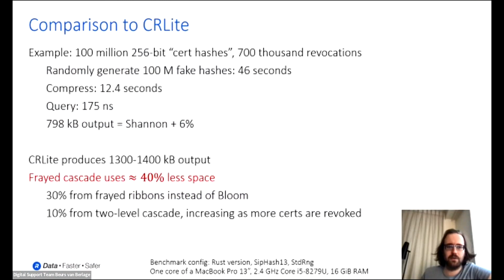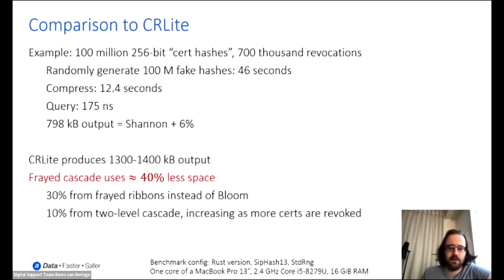In comparison to CR-Lite, if you have, as an example given in the CR-Lite paper, 100 million certs, of which 700,000 are revoked, and you plug this into the new Frayed Ribbon filter, then it takes about 12 seconds to compress it, which is about a quarter of the time that it takes to generate that many fake cert hashes at random. It takes tens to hundreds of nanoseconds to query and produces about 800 kilobytes of output, which is 6% over the Shannon limit. By comparison, CR-Lite produces about 1.3 to 1.4 megabytes of output.